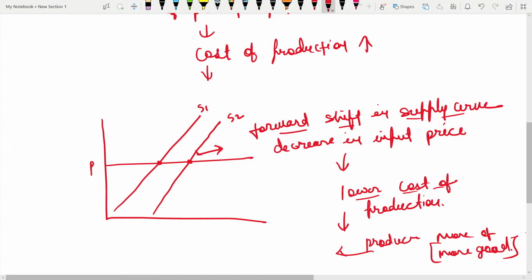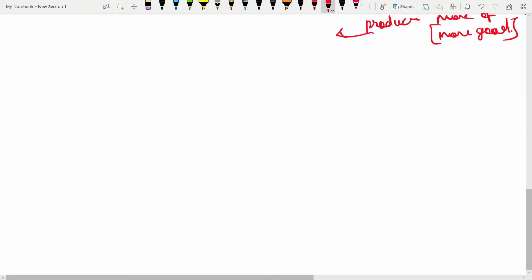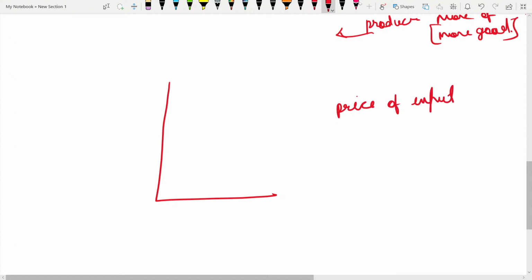So this is the reason how the supply curve shifts forward: because of a decrease in input price. Now, this is the example of decreasing input price. Another example: let's suppose that the price of input has gone up. What will happen in that case?